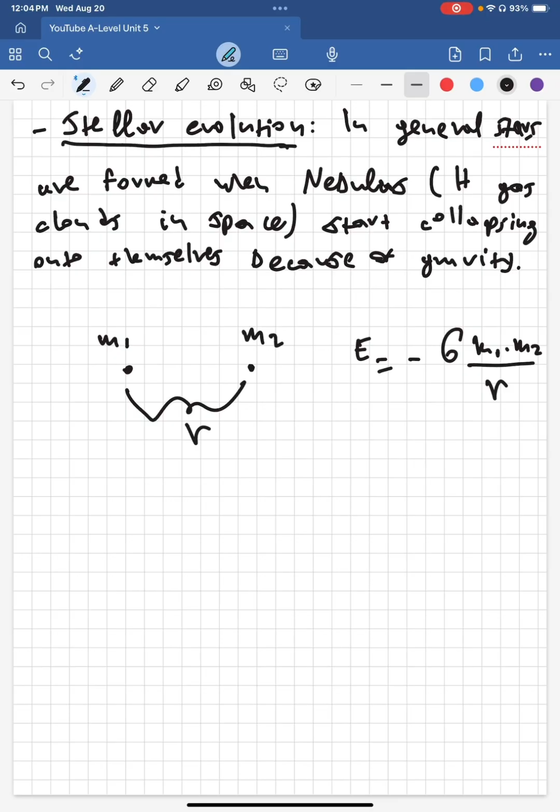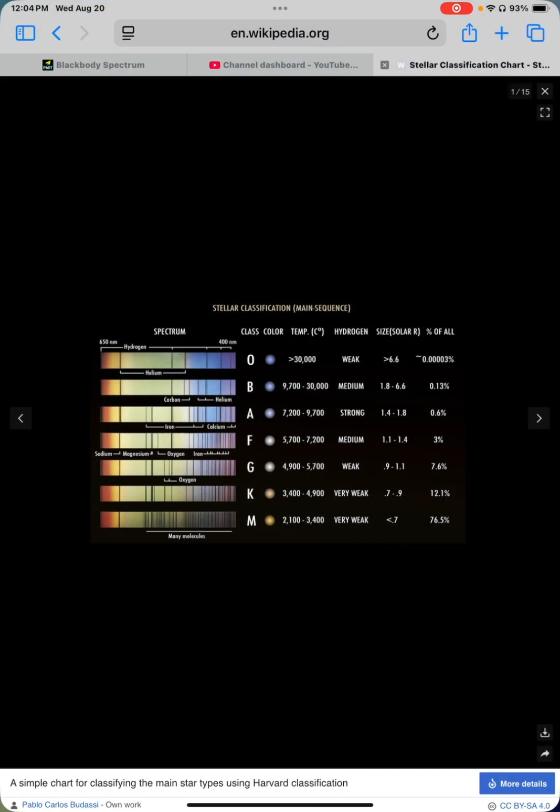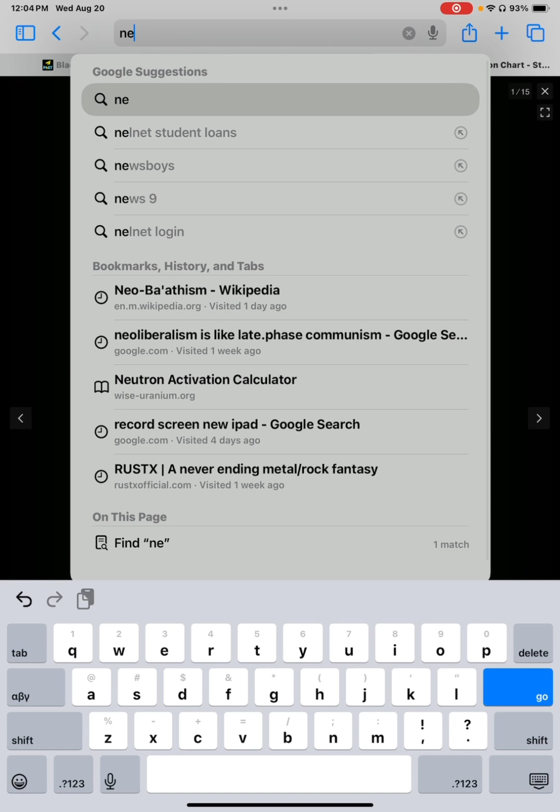Actually, before I keep writing things, let me show you. Let's go to Wikipedia again to see what a nebula is, okay? So, nebulas.